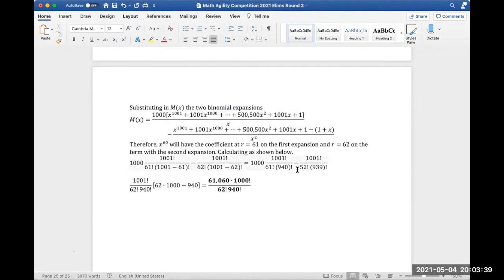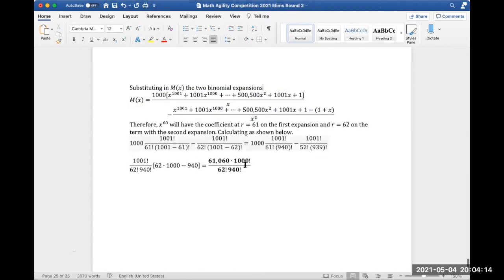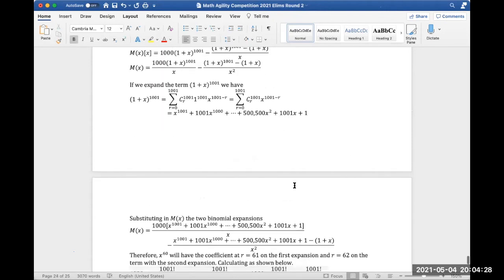So by calculating here, we know that at r equals 61, we have 1,000, which is this part, times the combination of 1,001 taken 61 at a time. So this is the formula. And then on the second term, since this is negative, we just subtract it: 1,001 factorial divided by 62 factorial times (1,001 minus 62) factorial. So simplifying this, we would get 61,060 times 1,000 factorial over 62 factorial over 940 factorial. So if you're able to solve this, again, you will get 4 points.